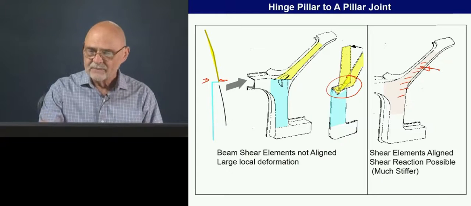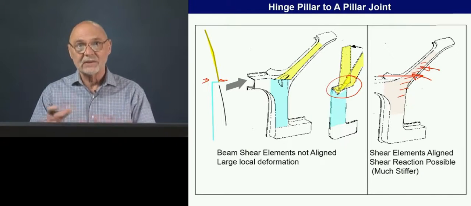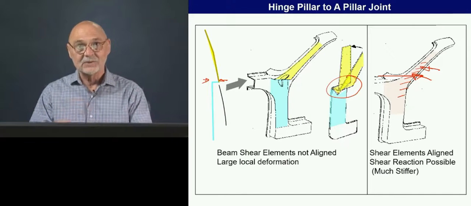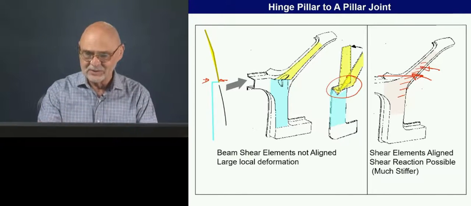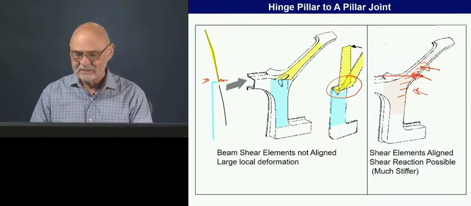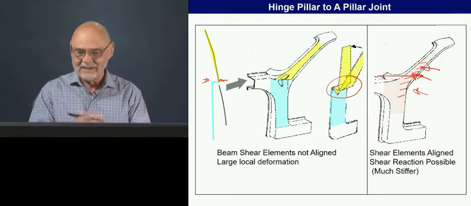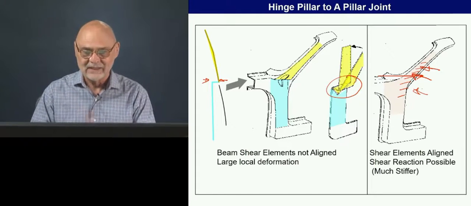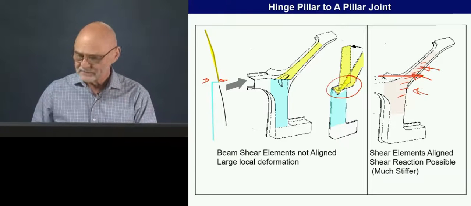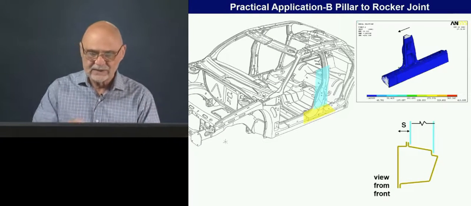So there needs to be very good coordination between styling, door hinging, and the structural engineer to achieve this kind of performance. So this gets to be more of an organizational issue than anything about analysis or structure. Just how can we align these? Let's take a look at another one.